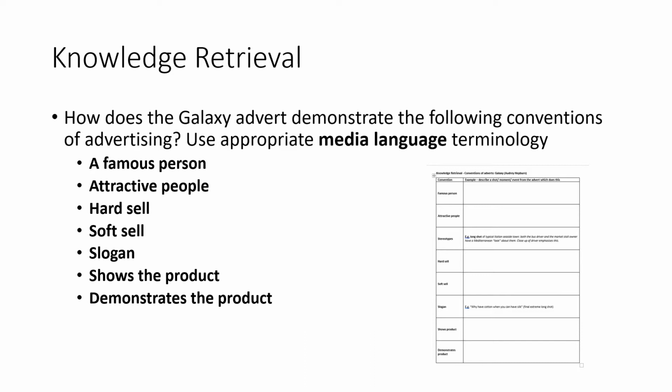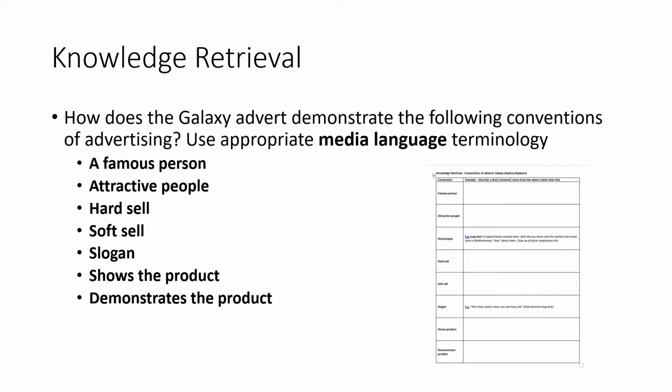What you need to do is note down how the advert features a famous person, how the advert features attractive people, how the advert uses hard sell, if it does. If you don't think it does, write down that you don't think it does. How the advert uses soft sell. It might well be that you think the advert uses a combination of the two. Hint, I think it does.